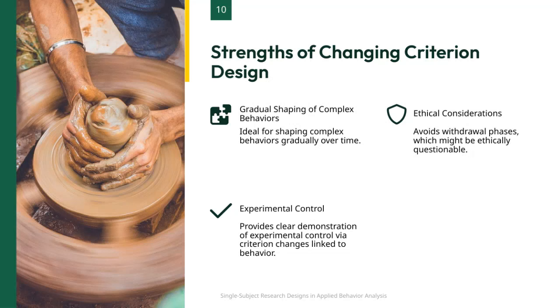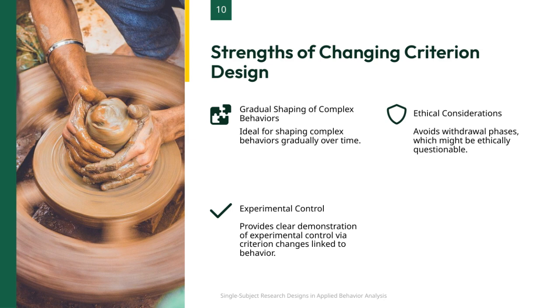One of the main strengths of the changing criterion design is its ability to gradually shape complex behaviors over time. This makes it especially useful when you want to build up a behavior step by step, rather than expecting an immediate change. Another important advantage is the ethical aspect.